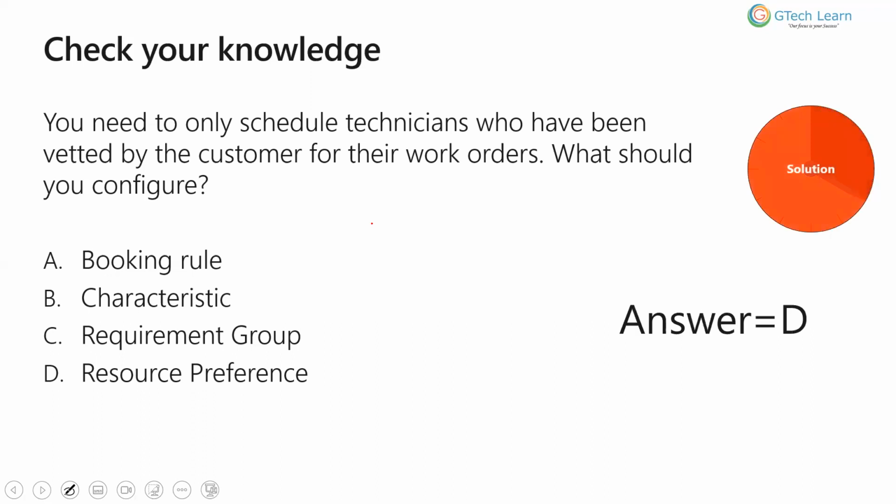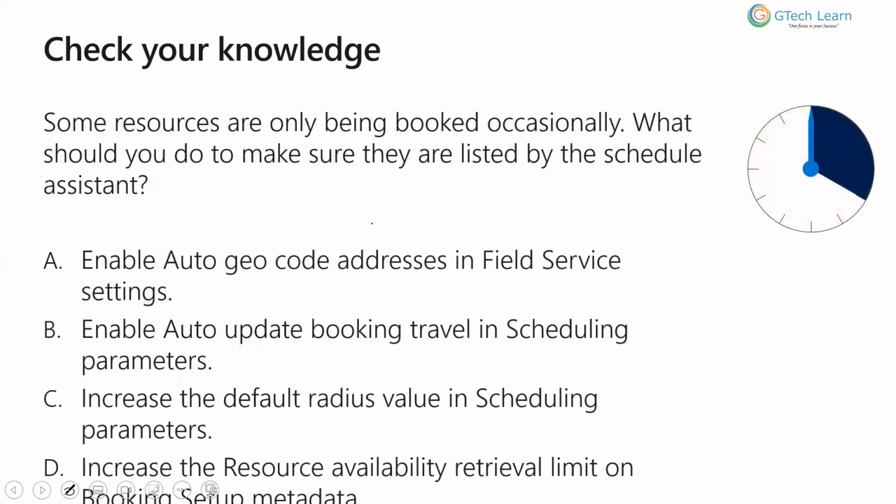Okay, so the correct answer for that question is going to be option D, resource preference. Now we are having one more question in line, some more ORs. This time it's saying some resources are only being booked occasionally. What should you do to make sure they are listed by the schedule assistant?